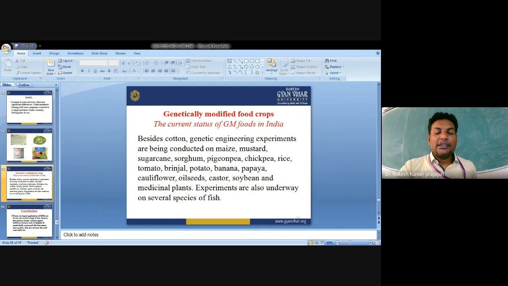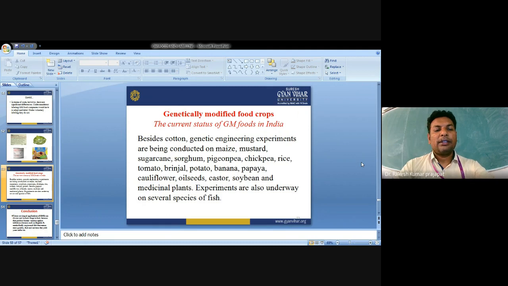Similarly, maize has been developed in India as a BT cotton maize. Like the BT cotton crop varieties, the BT gene from Bacillus thuringiensis has been transferred into the maize genome. Similarly, GM mustard, which we are recently cultivating in the field. Sugarcane also contains a disease resistance trait.